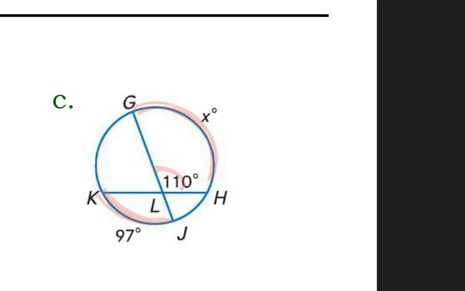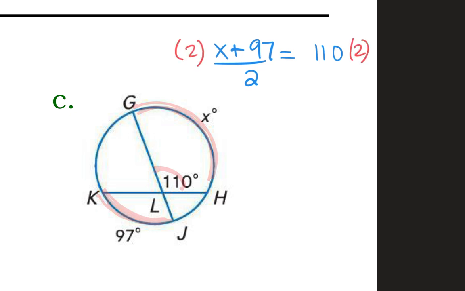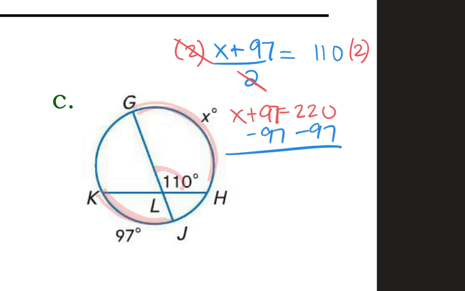So x happens to be the arc. So x plus 97 divided by 2 gives me the angle. And what is the angle? 110. The opposite of dividing by 2 is multiply by 2. So x plus 97 equals 220. And what's our difference of 220 and 97? 123.